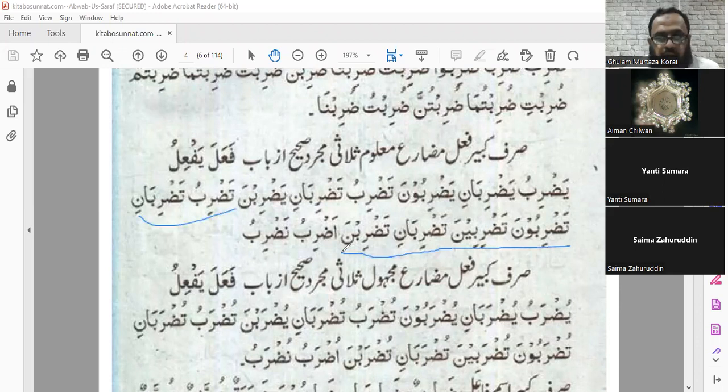Right? Now for making Amr Hadir Ma'loom, first of all, we have to take the alamat muzare and drop it. And in this case, the alamat muzare is ta. So ta is to be dropped, first of all. When ta is dropped, then we have to bring Hamza Wasli. This is Hamza Wasli, not Hamza Qatai. We'll discuss Hamza and its various forms, inshallah. Don't worry about it. So we have to bring Hamza Wasli.